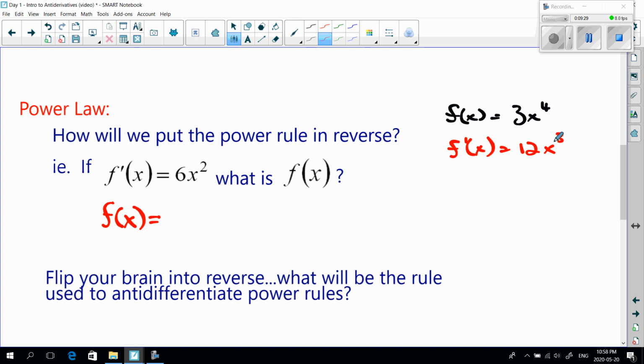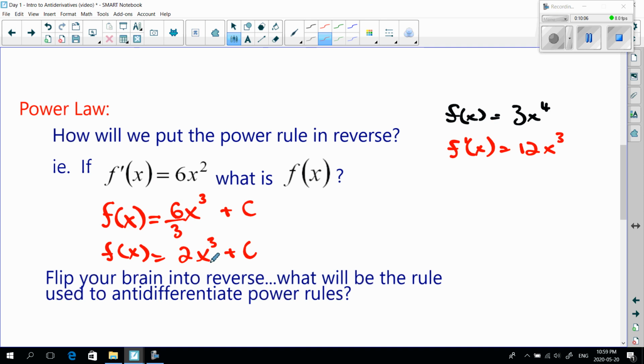So think about, like, flip your brain completely in reverse. Instead of subtracting 1, what's the opposite of subtracting 1? You would add 1. So I'm going to add 1 to the original exponent. So this would become x cubed. And then instead of multiplying the coefficient by that new exponent, I'm going to divide. Okay, the opposite of multiplying would be dividing. So I take the 6 and I divide it by 3. Don't forget your plus c. And I would simplify this. 6 over 3 is 2, x cubed plus c.